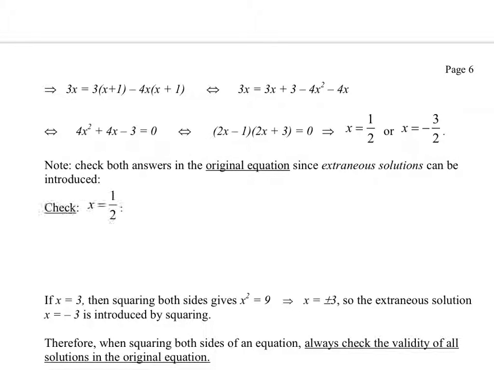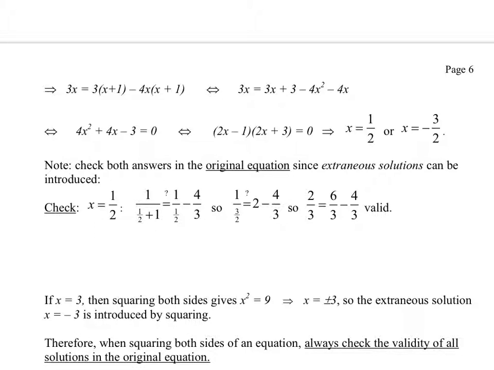So if we try x equals a half, then what happens is we put it into the original equation, and we eventually end up with an equation way over here on the right, which actually is true. 2/3 is equal to 6 over 3 minus 4 over 3. All that's happened is that a half has been plugged into the original equation. Remember, it was 1 over x plus 1 equals 1 over x minus 4 over 3. And so all that's happened is that we've simplified that. 1 over 3 over 2 is 2/3. 2 is the same as 6 over 3. And look, 2/3 is the same as 6/3 minus 4/3.